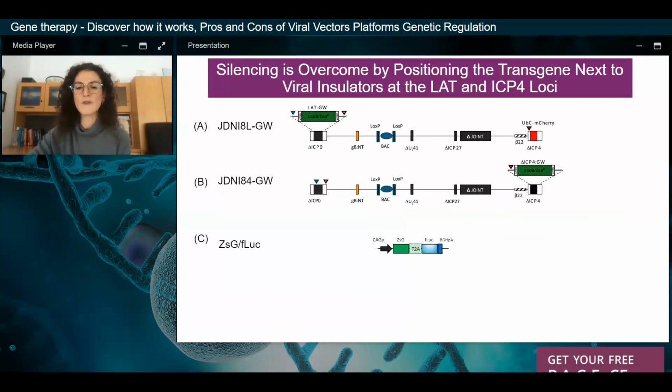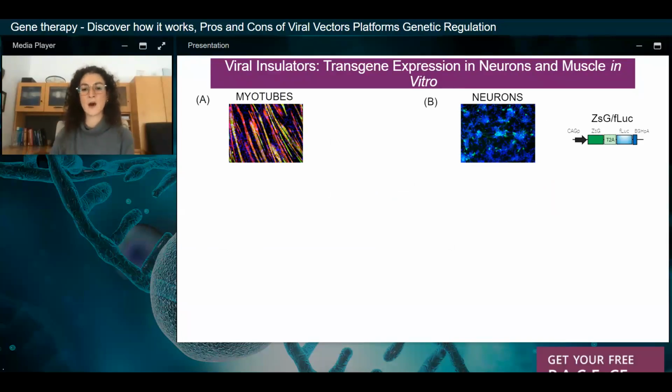So to avoid confusion about the promoter selected and the transgene selected, we created at this point one unique cassette shown in C, where a CAG promoter is driving this time ZS green and firefly luciferase reporter gene. And we placed this cassette in the LAT locus, surrounded by the viral insulator in this locus, or in the ICP4 locus, also surrounded by the viral insulator specific of the ICP4 locus. And we picked two tissues this time to understand how this will affect the profile of expression. We picked a less canonical target, muscle, and a canonical target for HSV, that are neurons.